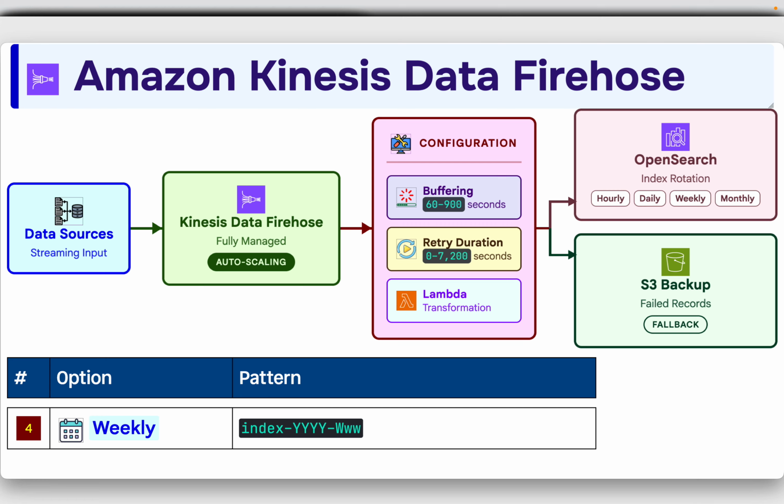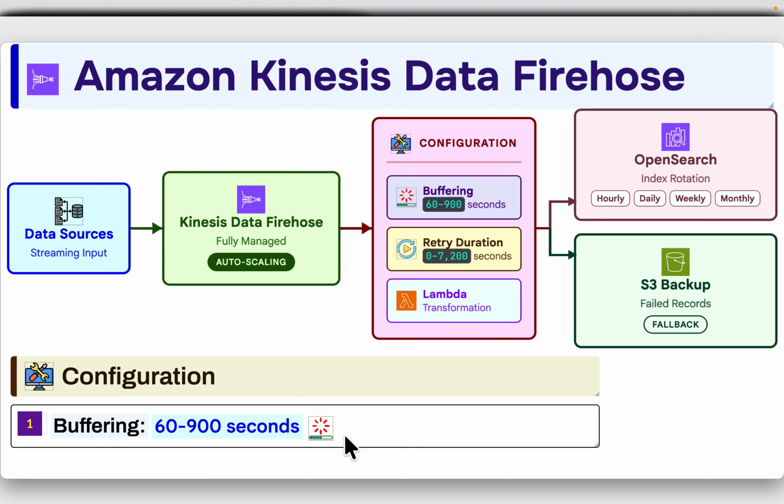So this is for weekly. Here you can configure how you want the index to be created. So these are all the options that are available. And we have one more, which is monthly. So this option creates a new index every month using the pattern index YYMM.